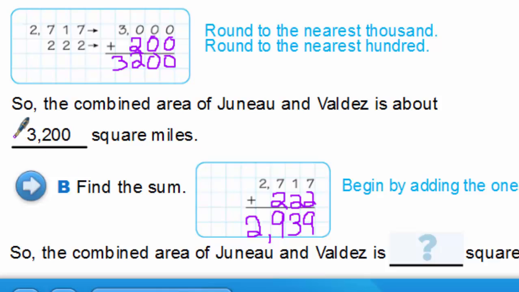So the combined area of Juneau and Valdez is 2,939 square miles. Great job, everybody.